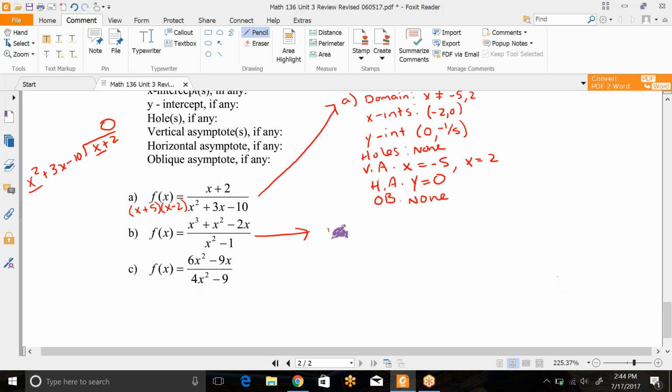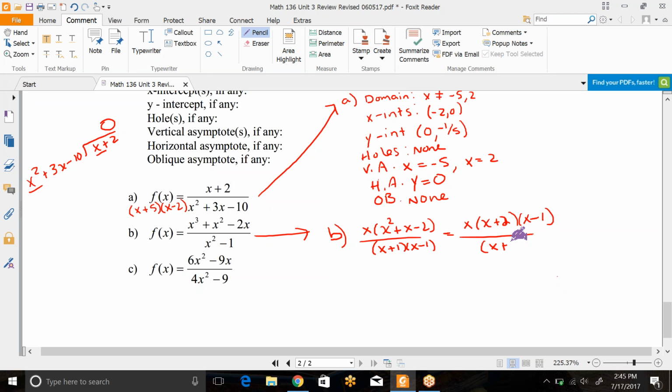Okay, let's look at B. We have some factoring to do. I'm actually going to do it right here. I can pull an x out of the top. That would be x squared plus x minus 2. The bottom is x plus 1, x minus 1. That would give us x times x plus 2, x minus 1, because that also factors.